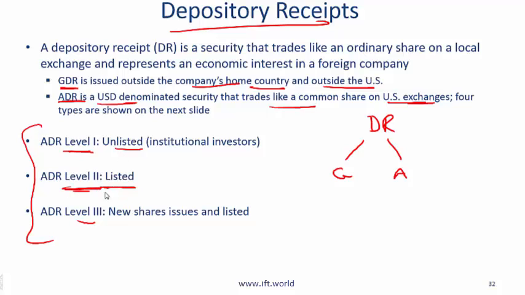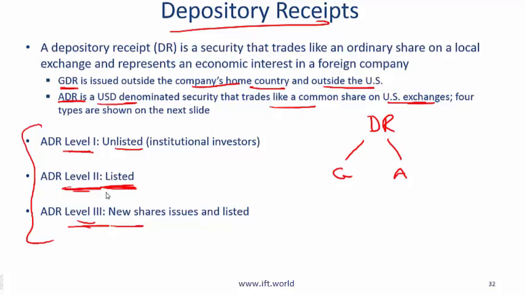With level 2, you have the shares listed on an exchange such as the New York Stock Exchange. So again, the investor base is being widened, plus there is publicity because the shares are on a public exchange. And then level 3 is where shares are on a public exchange and it is actually new shares that are issued, which means that funds are being raised.